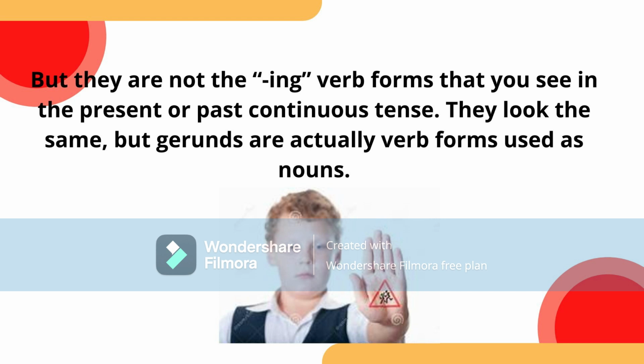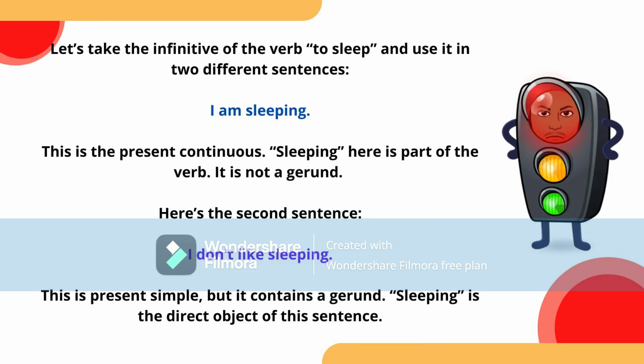I'm sleeping. I am sleeping. This is the present continuous. Sleeping here is part of the verb. It is not a gerund. Here's the second sentence. I don't like sleeping. This is the present simple, but it contains a gerund. Sleeping is the direct object of this sentence.